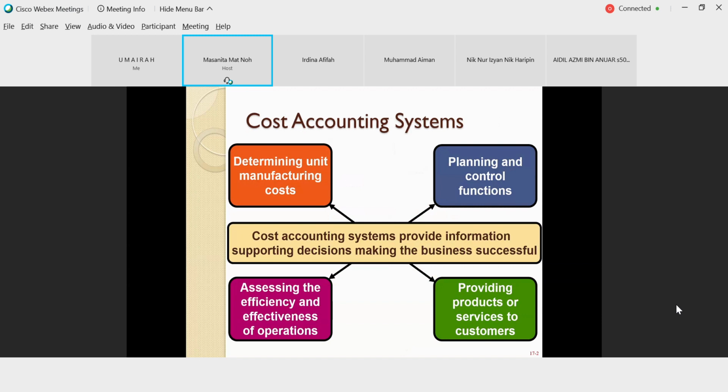Okay, lepas tu also they need to plan lah. Because kalau job order ni, you dapat order, then baru you plan what to do. Okay, how many to purchase, how many material to purchase, okay, how many labors that they have, they need, okay, to fulfill the task, okay. Alright, kemudian dia kata apa, and then assessing the efficiency and the effectiveness of the operation.